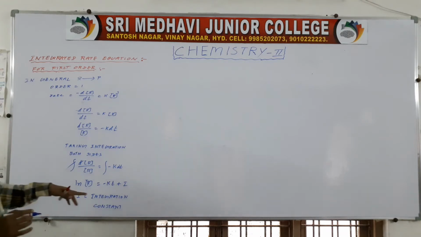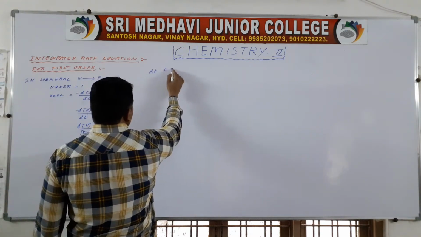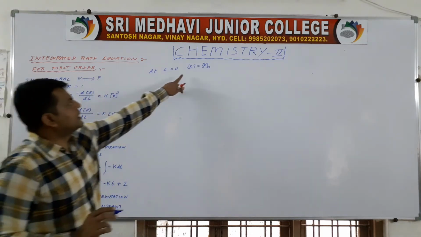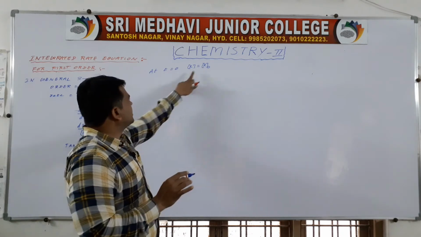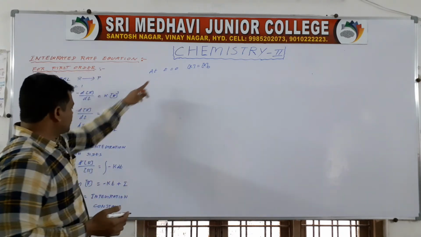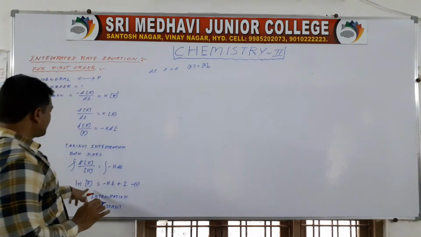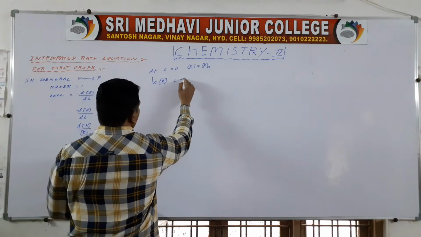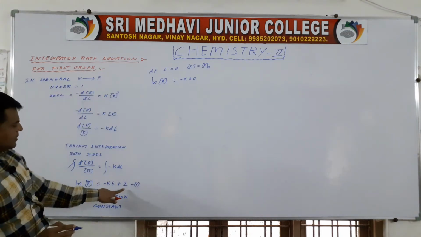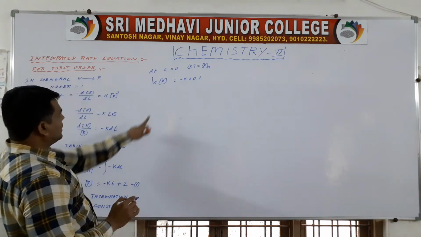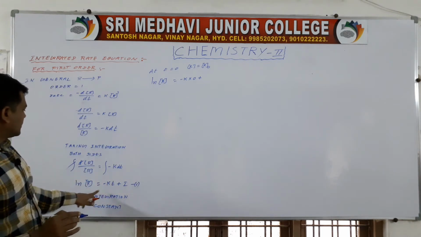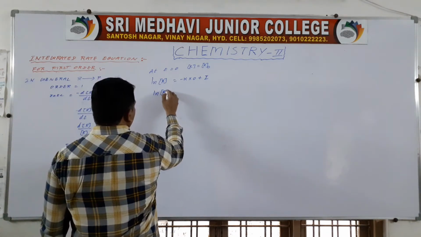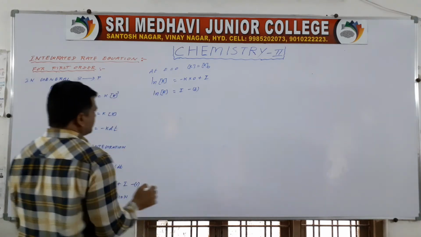Now at t equal to 0, the concentration equals the initial concentration, [R] equal to [R]0. Substituting these two values in equation 1, natural logarithm of [R]0 equals minus k into 0, because t equals 0, plus I. Here I is a constant. So natural logarithm of [R]0 equals I. It is equation 2.